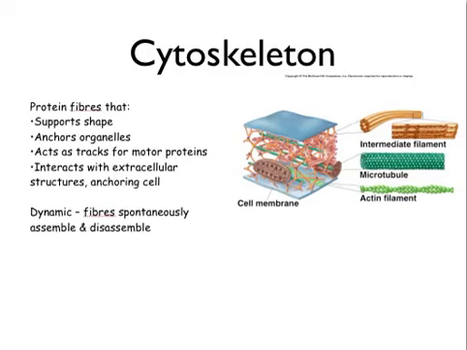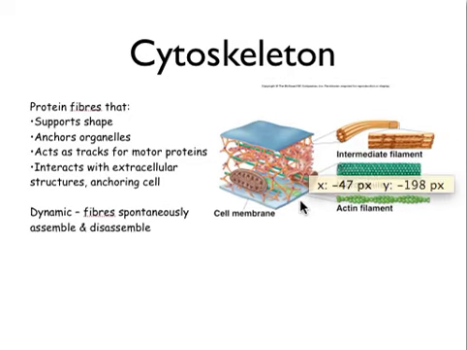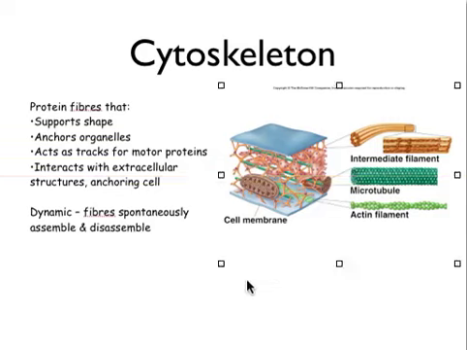The cytoskeleton. This is probably going to be a complicated part. The cytoskeleton is basically made up of protein fibers that support the shape of the cell. These are its functions. It supports the shape, it anchors organelles, it acts as tracks for motor proteins, and interacts with extracellular structures, anchoring the cell. It is dynamic, which means that the fibers can spontaneously assemble and disassemble. It is made of intermediate filaments, microtubules, and actin filaments, and I'll talk about each one of them.